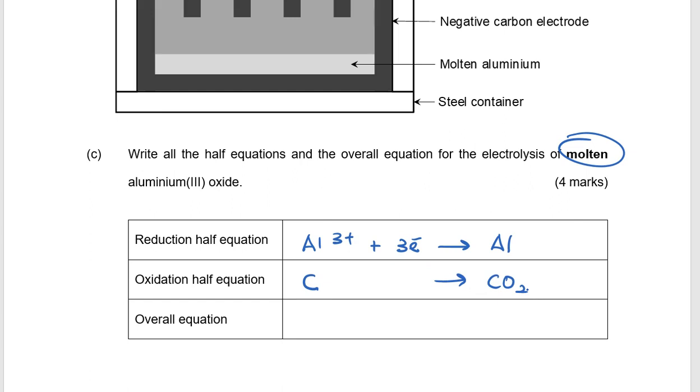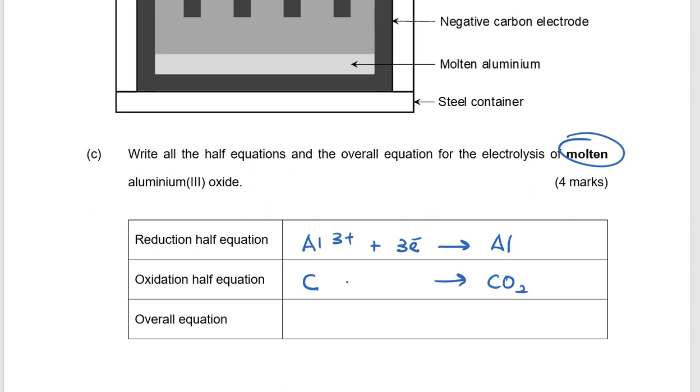Majority of the students tried to balance the equation using the usual balancing process, which is, oh, I have 2 oxygen here, I would have to add 2 water molecules on this side, and then I'll have to balance my H on the other side. But the problem is this is not an aqueous solution electrolyte. There is no water present. It is a molten substance.